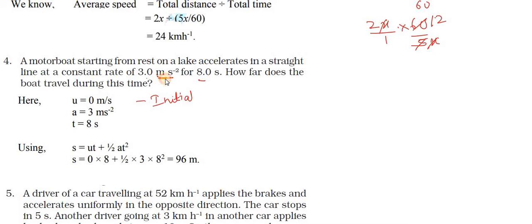Whenever they give meter per second square as a unit, it is nothing but acceleration. In some problems they will not mention it and will just give the number directly, like 3 meter per second square. Then you need to identify whether it is acceleration or any other quantity. So it is nothing but acceleration.